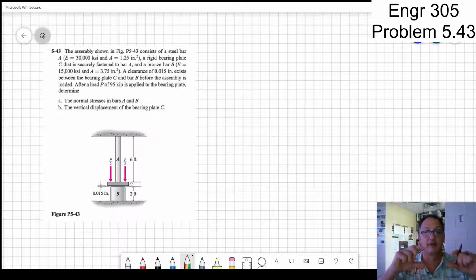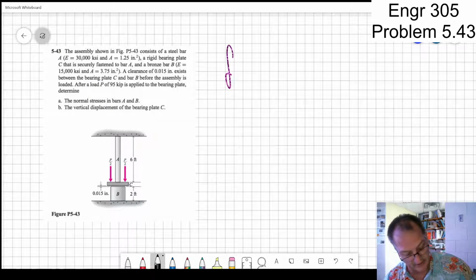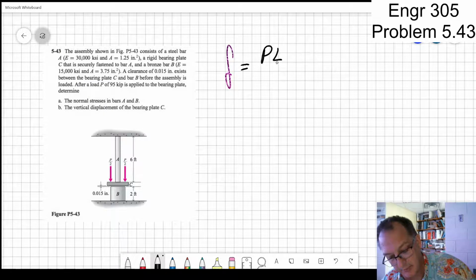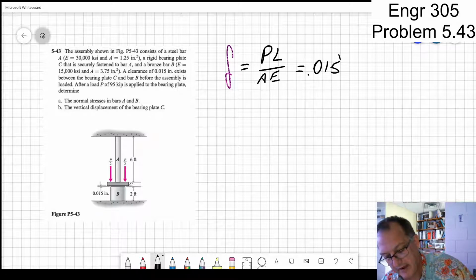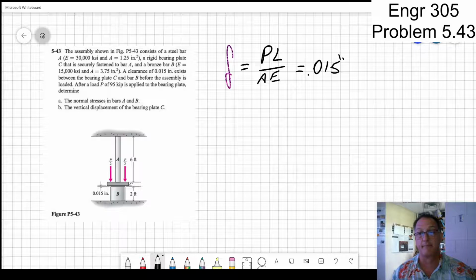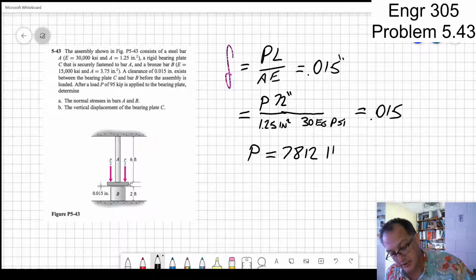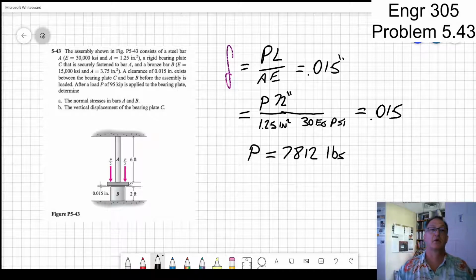A is going to start to deflect, and it's going to close the gap. Well, what is the force required to close the gap? I know that because I know delta. Delta is equal to PL over AE, and my delta is 0.015 inches. So now I can solve for the force that's going to close the gap. You run through that, reorganize the equation, and you get the load is 7,812 pounds.